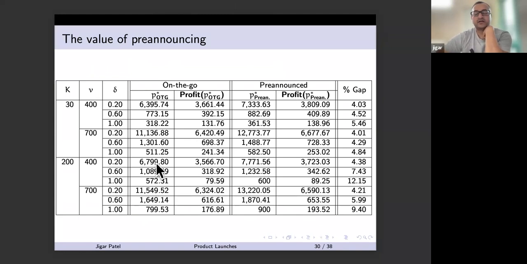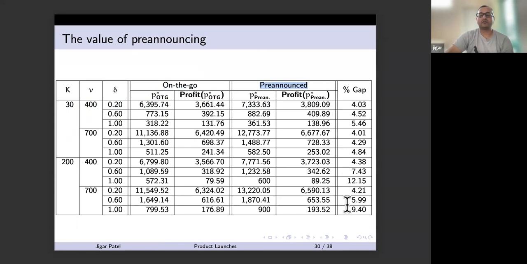And then we compare the revenues. Right. So the most important thing to look at is, this is the on-the-go policy numbers. These are the pre-announced policy numbers. When I want to compare revenues or profits from these two policies, I want to compare apples to apples. Therefore, I look at the optimal price in this situation and find the profit associated with that structure. I look at the optimal price in the pre-announced setting and the profit associated with it and say, hey, which policy is better, on-the-go or pre-announced?